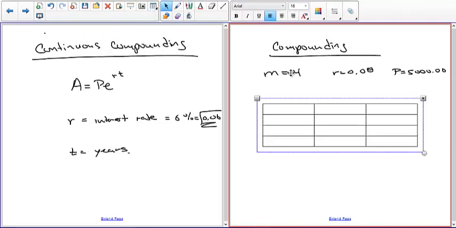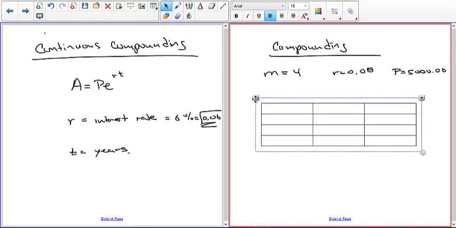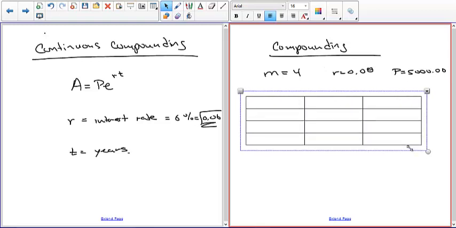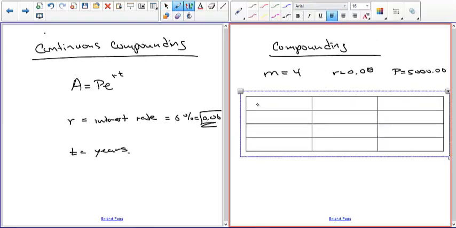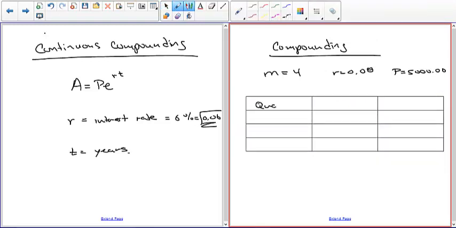And so what we'll do is ask you to fill this out. I'll probably give you what the headings are. So this is quarter, this would be principal and interest. So first quarter, 0th quarter, which is what you start out with, $5,000.